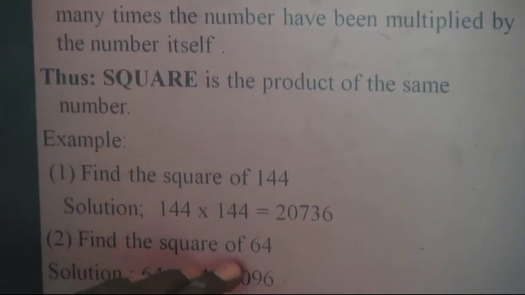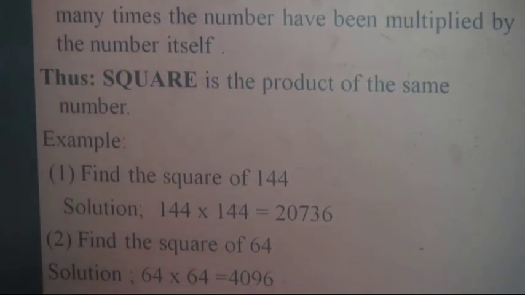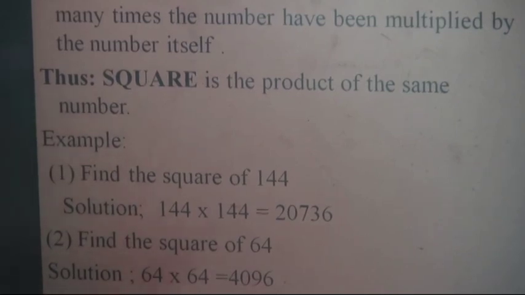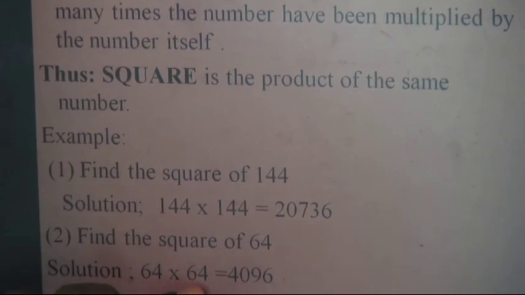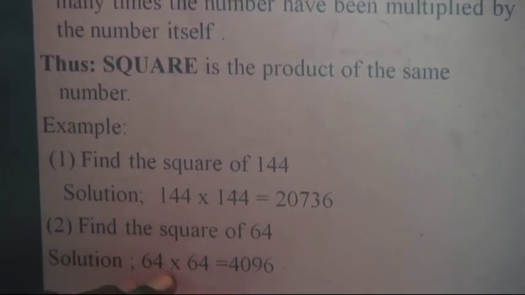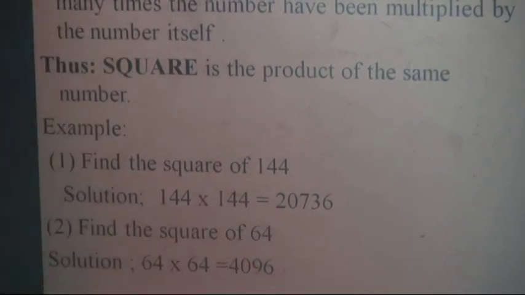But find the square of 64. We just want to find out the square of 64. It's all about multiplying the number by the number itself. We say it is 64 times 64. The square of 64 is 64 times 64, which is equal to 4,096. So finding the square is all about multiplying.